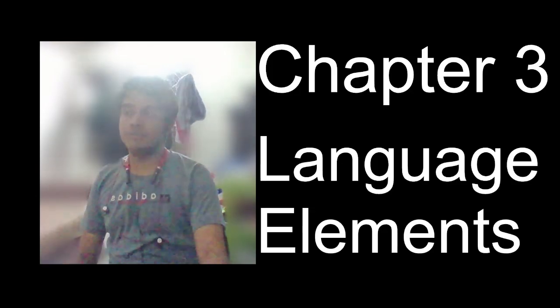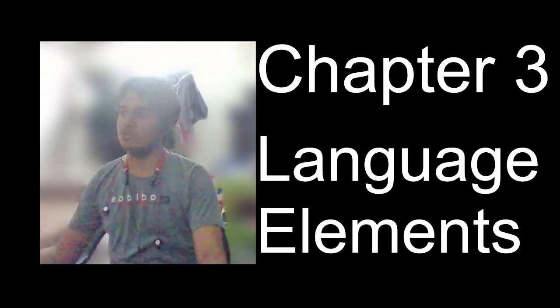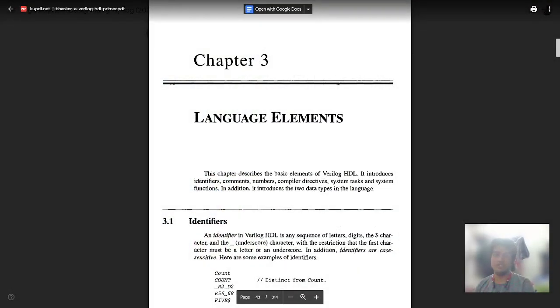So hello everyone, welcome to the third part of the tutorial series, and we are here with the third chapter, that is language editor. In this chapter we'll be going over some basic syntactical parts of Verilog as a programming language. So we'll be going over things like identifiers, comments, numbering, compiler directives, etc. So let's get started with it.